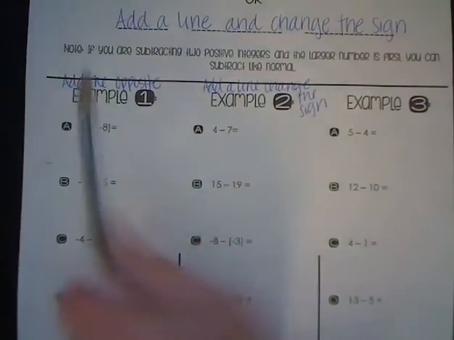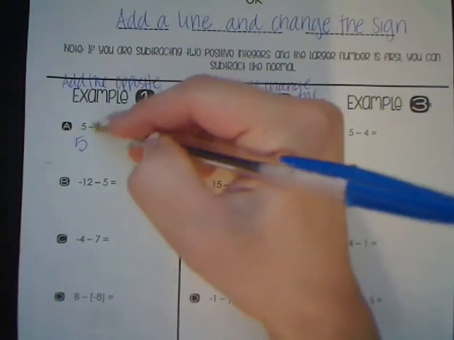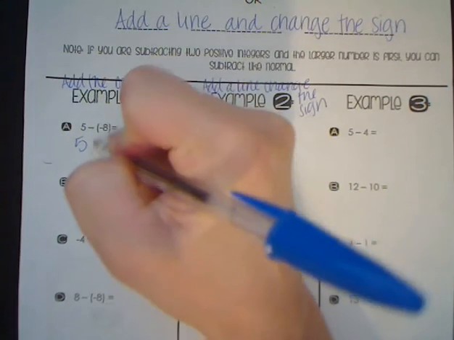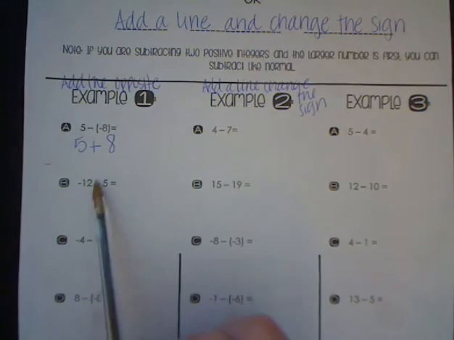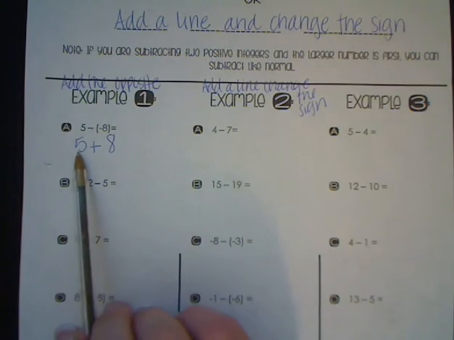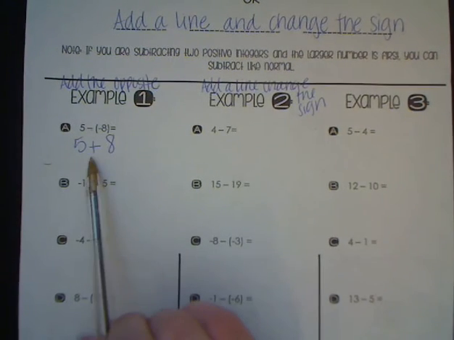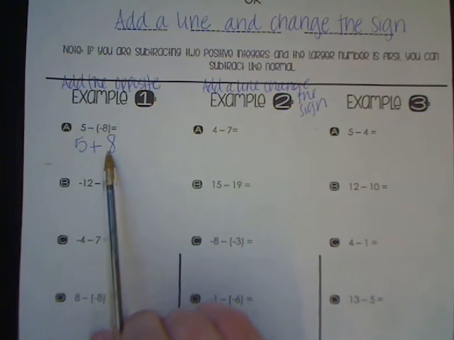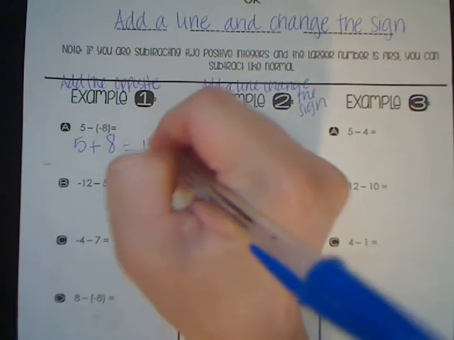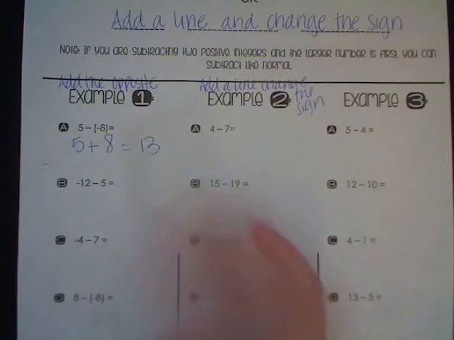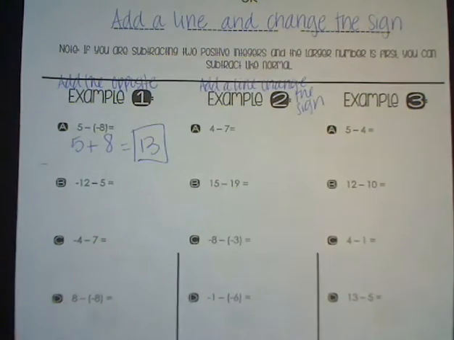Okay? So if I'm using the phrase add the opposite, I've got 5, and then I want to add, so I'm going to change that to addition. And now what's the opposite of negative 8? Positive 8. Now I'm going to use my rules for addition. If the signs are the same, they're both positive, I'm going to add the numbers and keep the sign. So 5 plus 8 is 13, and they're both positive, so it's a positive 13.